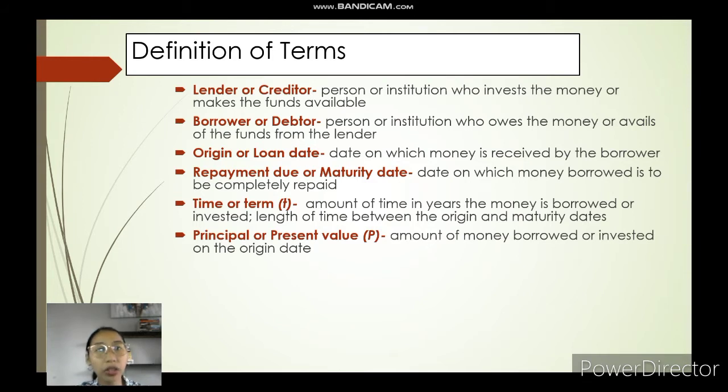Next is the principal or the present value, denoted as capital P. This is the amount of money borrowed or invested on the origin date. So, ang kwarta nga atong gihiram originally or atong gibutang sa bangko, ang tawag ana is principal or present value.